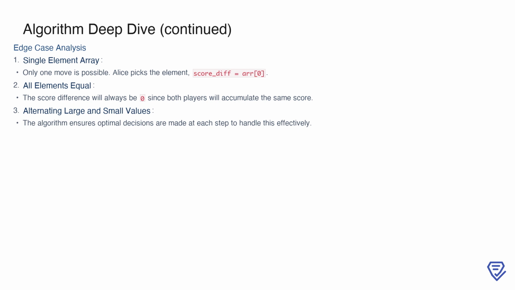In cases where the array alternates between large and small values, the algorithm ensures that optimal decisions are made at each step. Alice and Bob will strategically pick elements to either maximize or minimize the score difference, with the recursive simulation or dynamic programming approach capturing these decisions accurately. These edge cases demonstrate the robustness of the algorithm, as it accounts for a variety of input scenarios and ensures the correct result is computed in all cases.